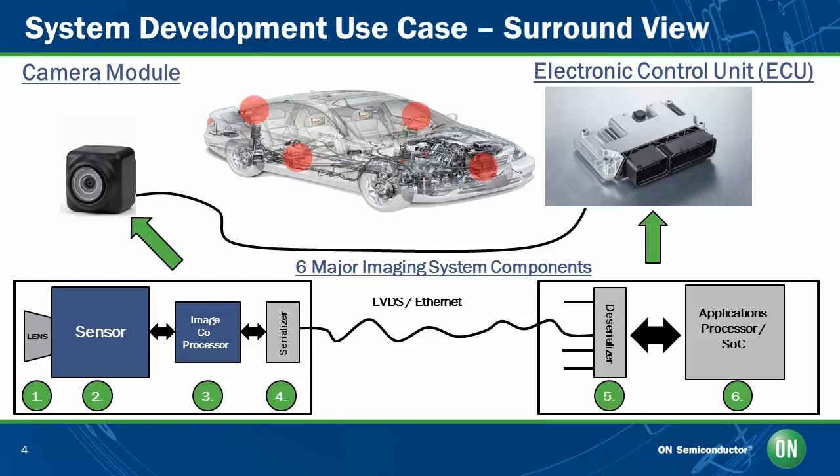But if you take a look at the major components, you have 6 major components. The first one is the lens, which is a very critical part and component of the imaging system. Different lenses for different types of sensors, different fields of view for different types of applications. So a very critical component in the system design of an image sensor in automotive.